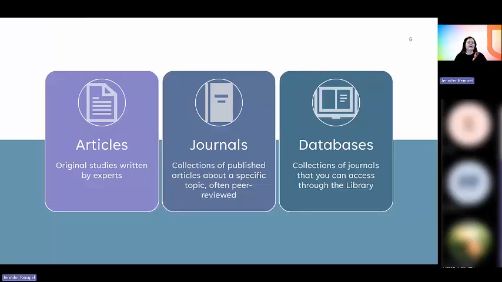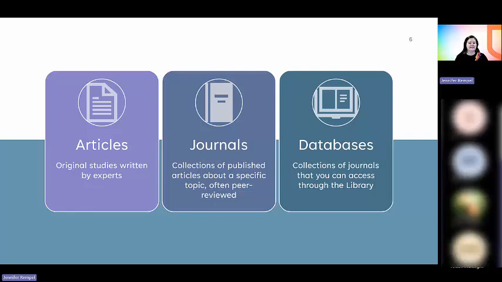So I'm going to take a bit of a step back too, probably a refresher for all of us here, but just to clarify, articles are original studies that are written by experts, which are collected in journals. So journals are collections of published articles about a specific topic, and journals are often peer-reviewed, not always, but usually they're going to be. And then databases, of course, are a further collection of all of those journals, which you can access through the library.